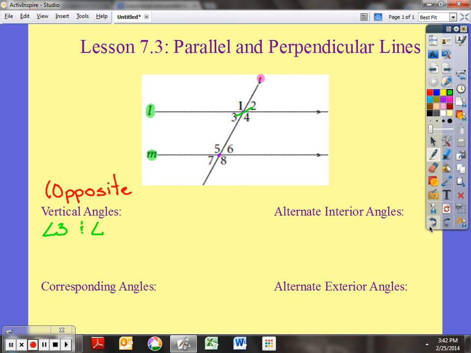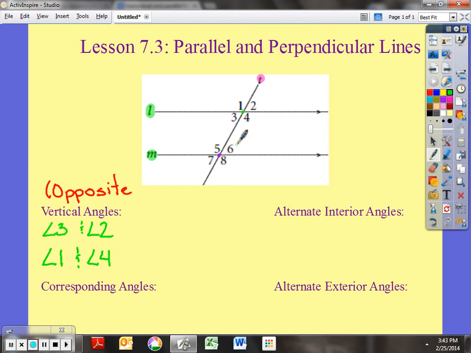Now, focusing in on the same part up here. What is another set of vertical angles up top there? If 2 and 3 share the same vertex, they are opposite each other. Opposite sides of the transversal, one's inside, one's outside the parallel line. The other one must be 1 and 4. So we have angle 1 and angle 4 are also vertical angles.